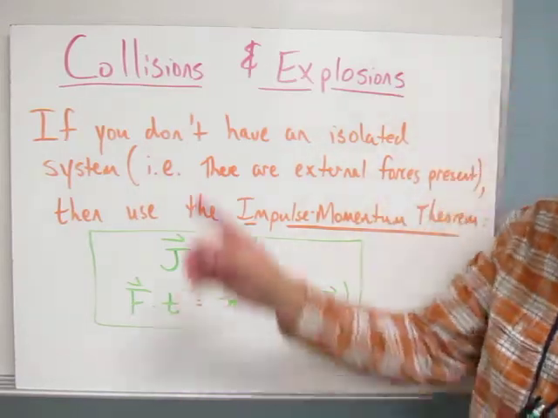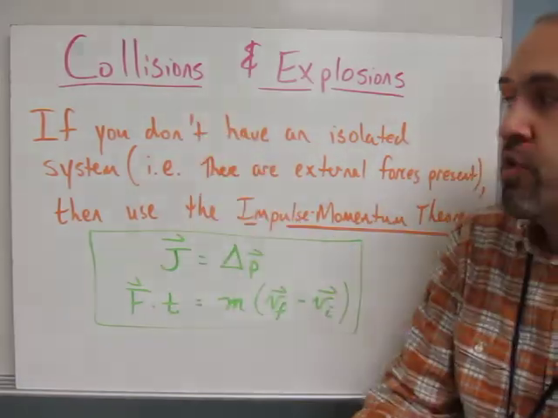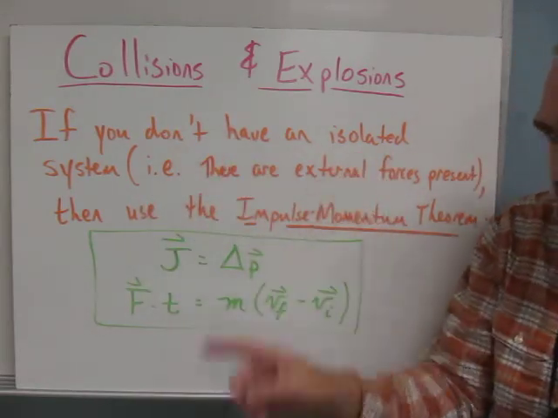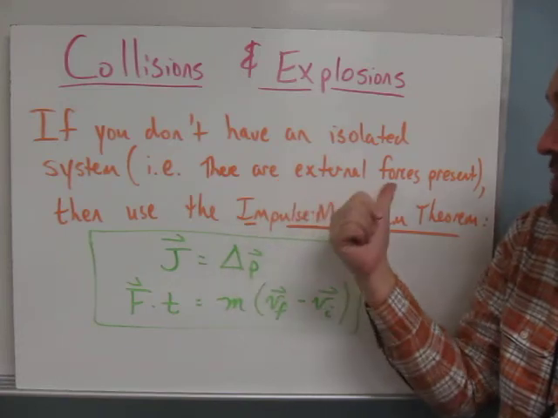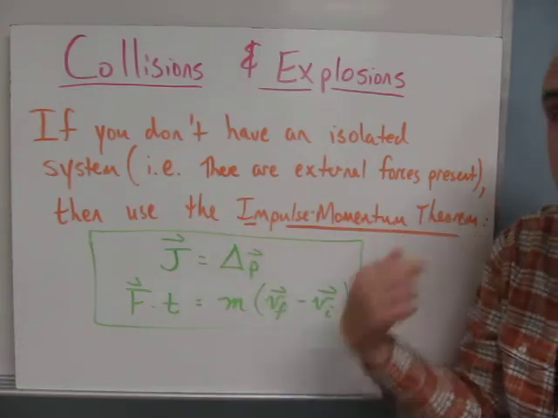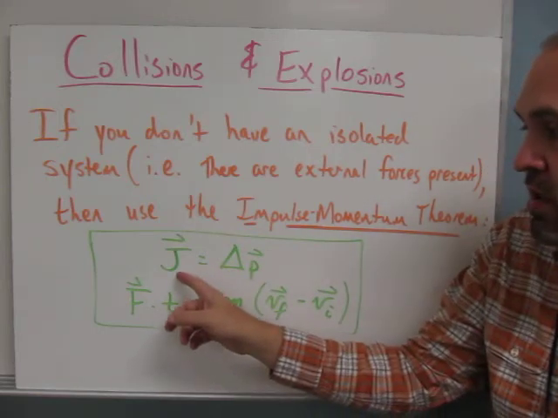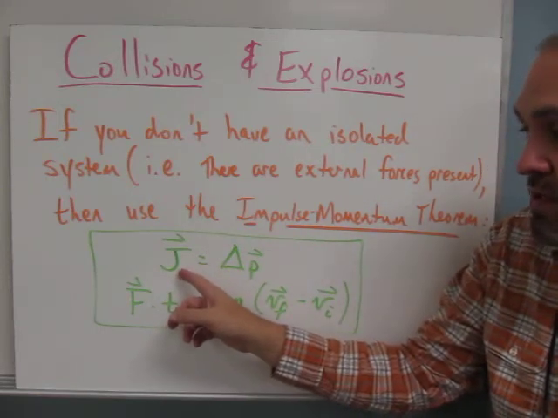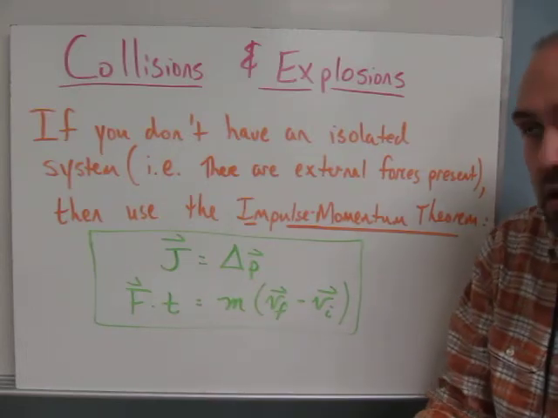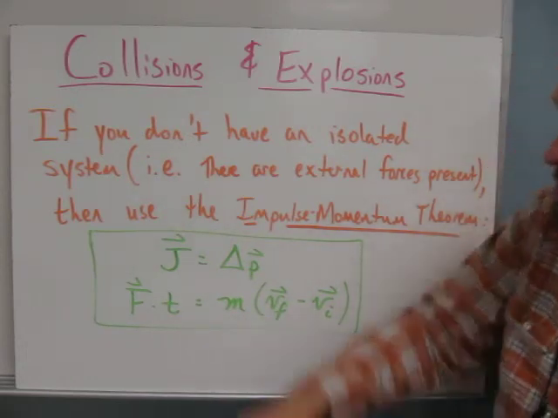Hello, this video is about collisions and explosions. Just as a reminder, if you don't have an isolated system, in other words, if there are external forces present, then we're going to use the impulse momentum theorem, which is what we've practiced so far. It says that impulse J is equal to the change in momentum, and we wrote it this way as well on our cards. Make sure those are on your equation cards.